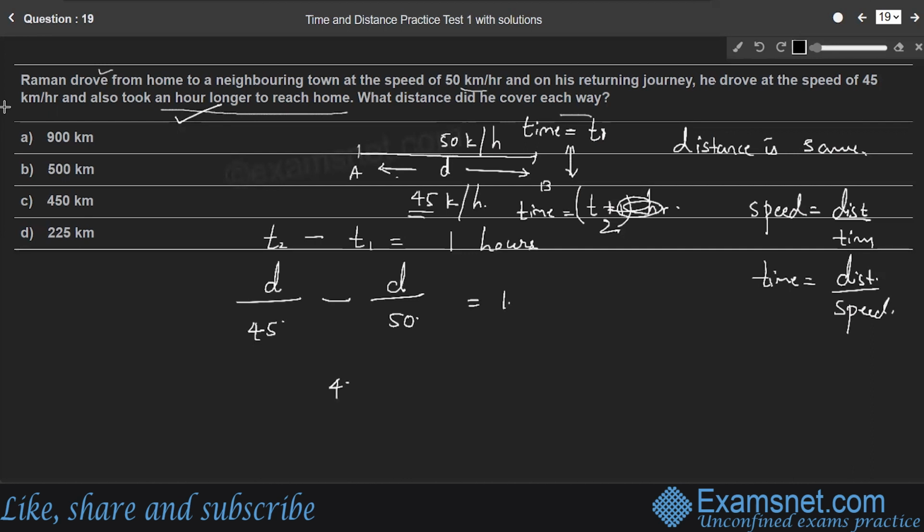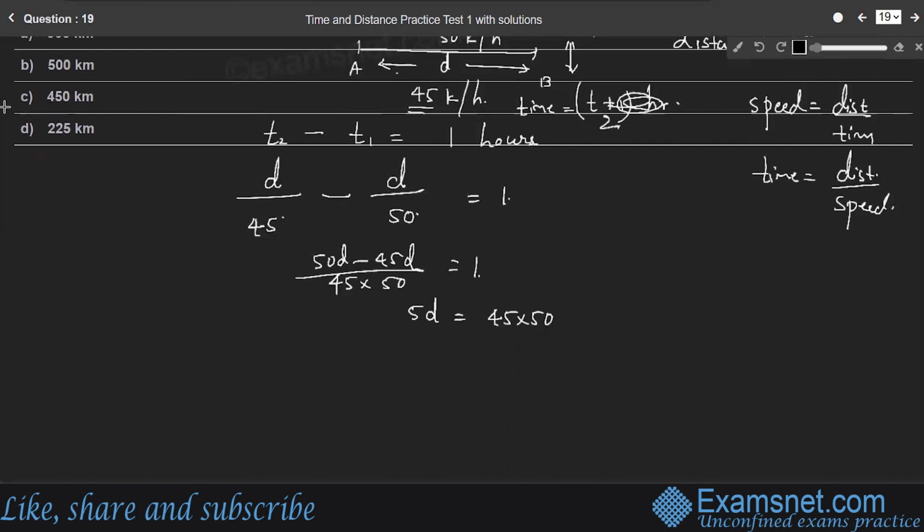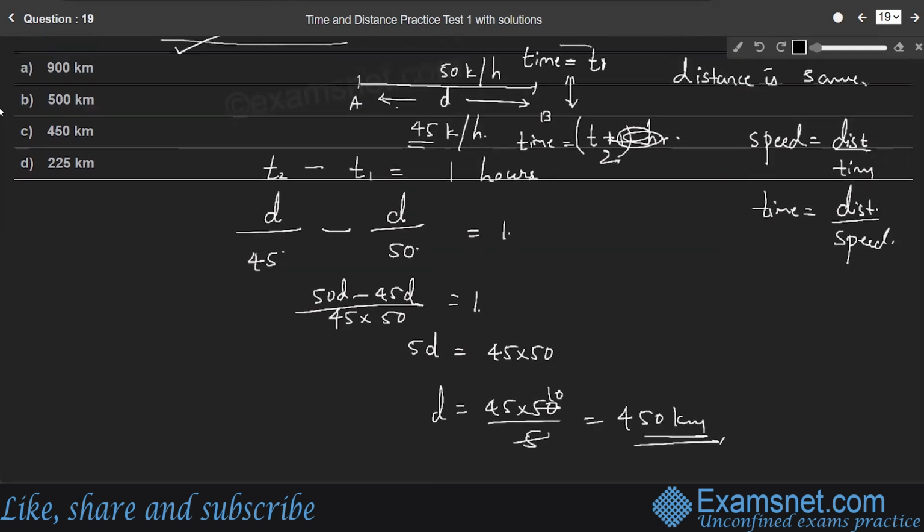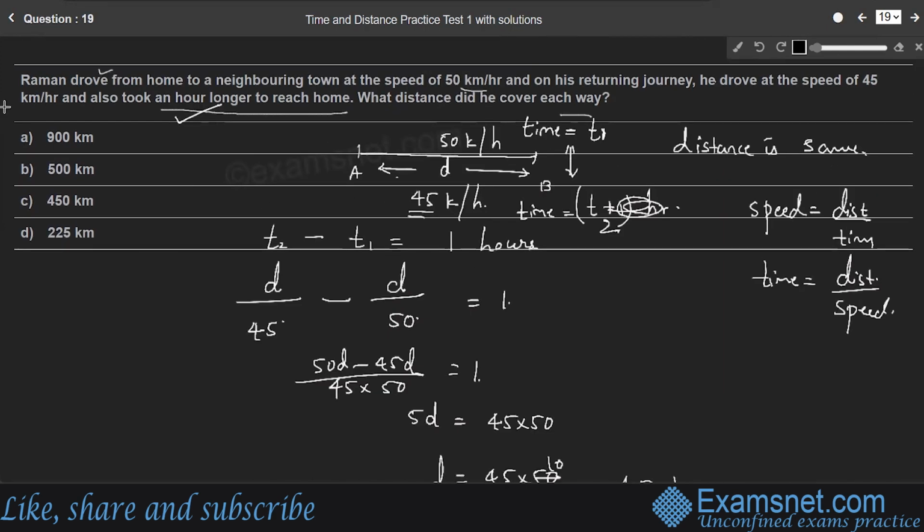Since the LCM is, you can directly take the product of 45 and 50 as the LCM, and the numerator becomes 50D minus 45D is equal to 1, right? So we have 5D is equal to 45 into 50. Hence, D is equal to 45 into 50 by 5. So 5 into 10 is 50. Therefore, it is 450 kilometers, right? Therefore, the answer is the distance he covered each way, not the total distance. Each way he covered 450 kilometers, right? Option C is the right answer.